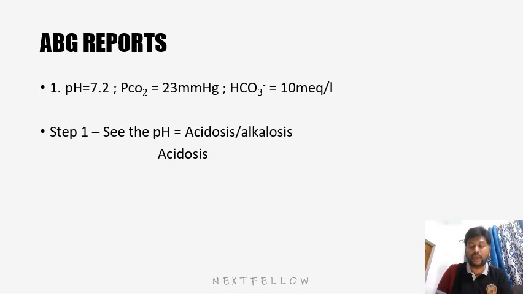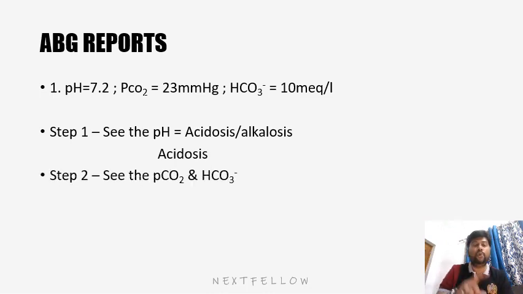Next, step 2: here you should see the PCO2 and bicarbonate value and find out which is favoring your step 1 diagnosis. Acidosis has two types: metabolic acidosis and respiratory acidosis. Metabolic acidosis means bicarbonate level will be decreased and respiratory acidosis means PCO2 will be increased.